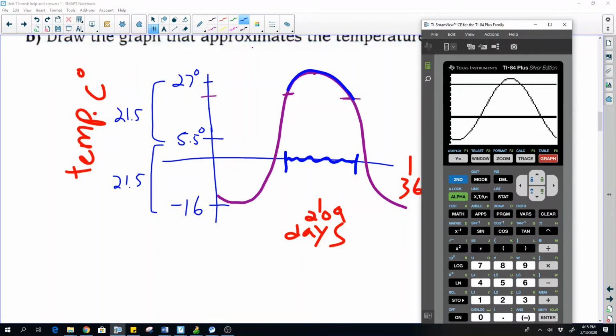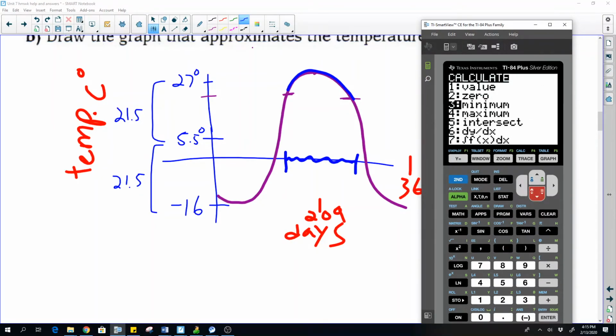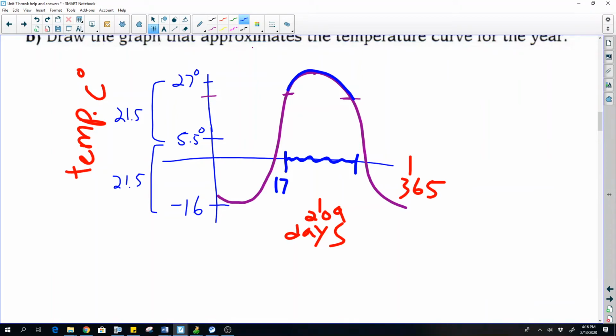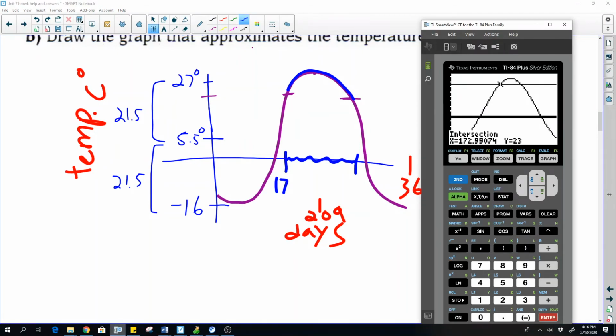He's like, yeah. So if we do trace, right about there, at 23 degrees, not days, 23 degrees, we're at about 174.7 days. So he said we could do the intersection. Second calc, intersection, option 5. Then we go first curve, second curve, enter. Right at 23 degrees, it's 172.9, which rounds up to 173. So on the 173rd day, we reach that temperature.